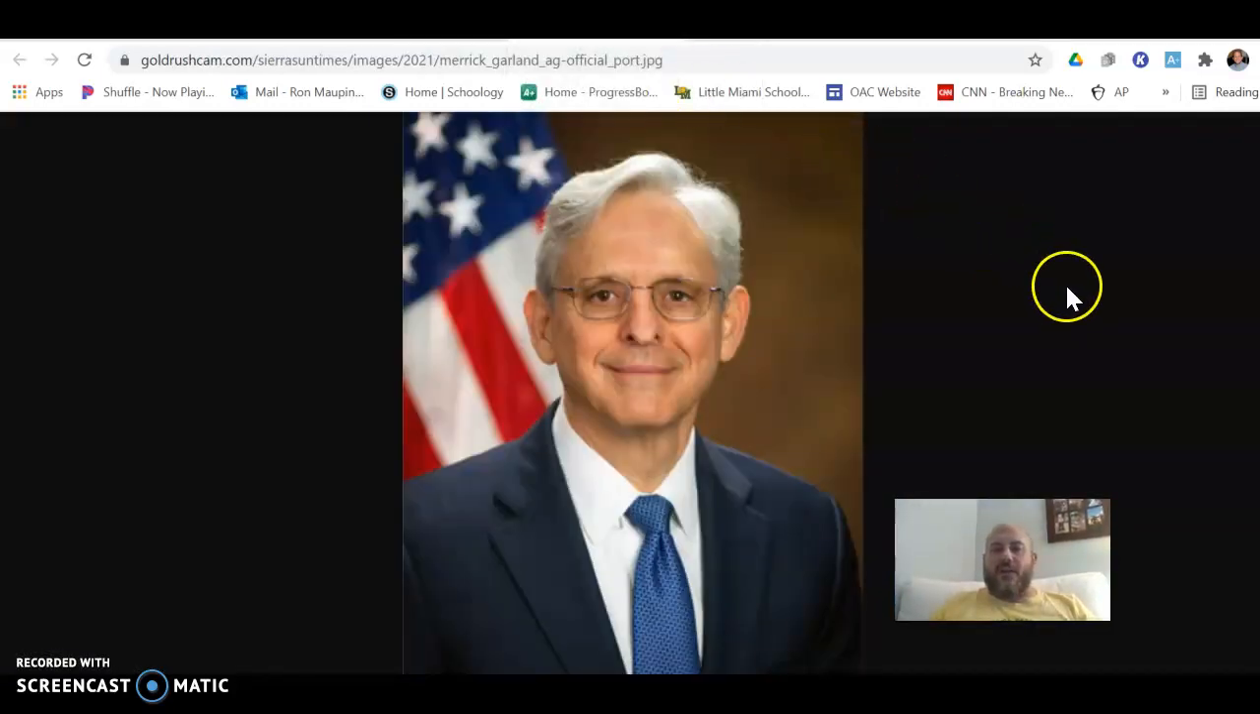This is Merrick Garland. Merrick Garland is the current Attorney General of the United States of America. He is the head of the Justice Department, and the Justice Department is the federal law enforcement arm of the federal government. So he is in charge of basically enforcement of all federal laws, and that includes the use of the FBI.